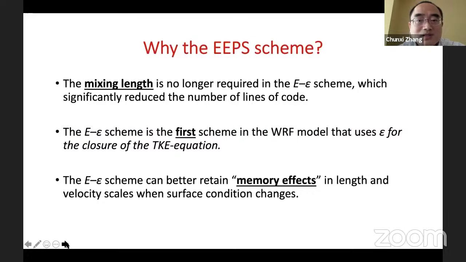So why the E-epsilon scheme? First, the mixing length is no longer required in the E-epsilon scheme, which significantly reduces the number of lines of code. Second, the E-epsilon scheme is the first scheme in the WRF model that uses the prognostic epsilon for the closure of the TKE equation. Third, the E-epsilon scheme can better retain memory effects in length and velocity scales when surface conditions change. Next slide, please.